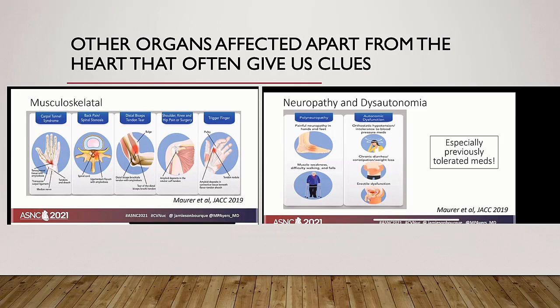Amyloidosis affects many organs that can give us clues, including deposition in the hand causing carpal tunnel syndrome, in the spine causing spinal canal stenosis and back pain, in the bicipital tendon causing rupture, deposition at the shoulder and the hips causing pain, deposition in the tendons causing trigger finger. It can also result in polyneuropathy, resulting in painful hands and feet, muscle weakness, and can also result in autonomic dysfunction, leading to orthostatic hypotension, diarrhea, and erectile dysfunction.